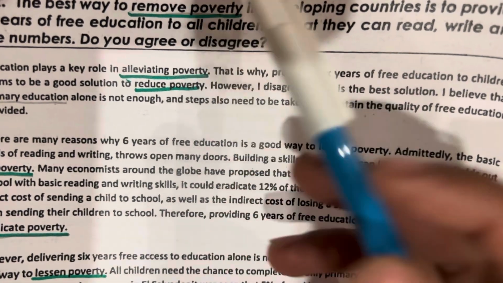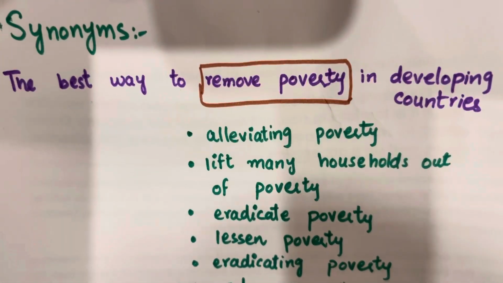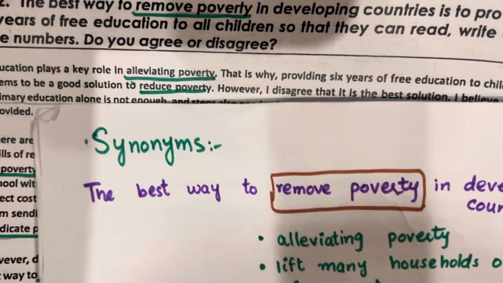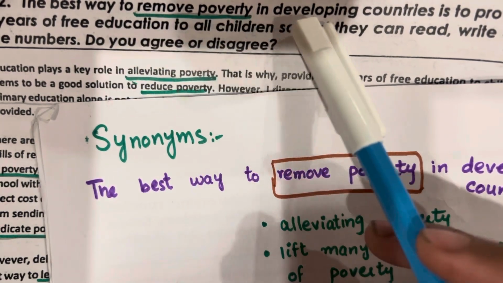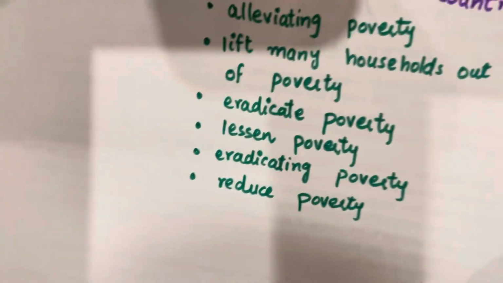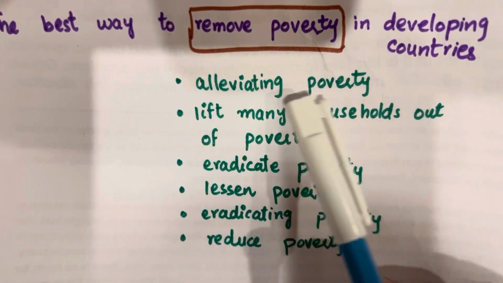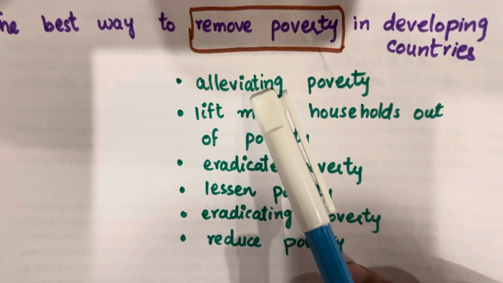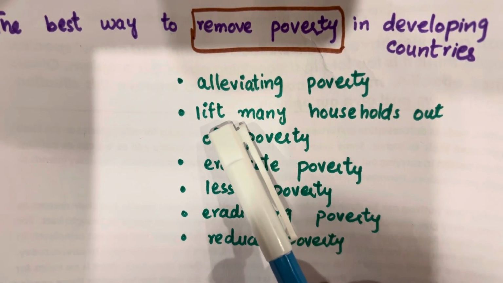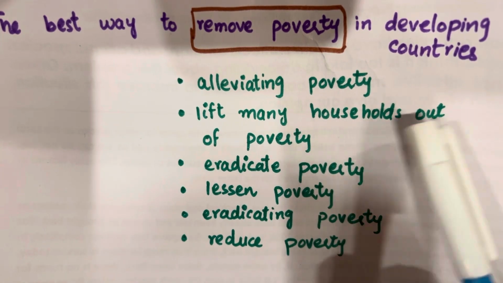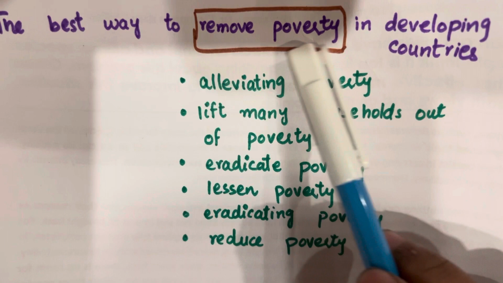You can use different synonyms for this word in your essay, like the best way to remove poverty in developing countries. So for remove poverty, you can use alleviating poverty. Remove and alleviating both have the same meaning. So, lift many households out of poverty. This is another way of writing this.